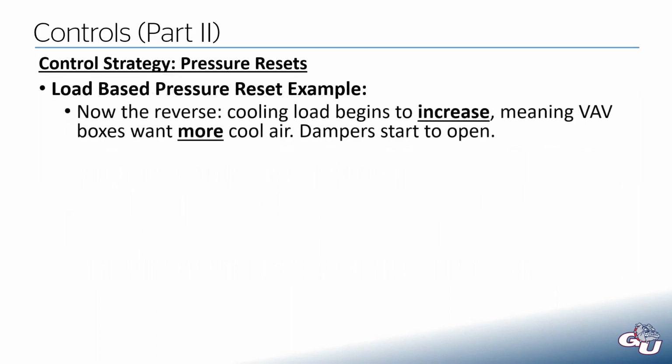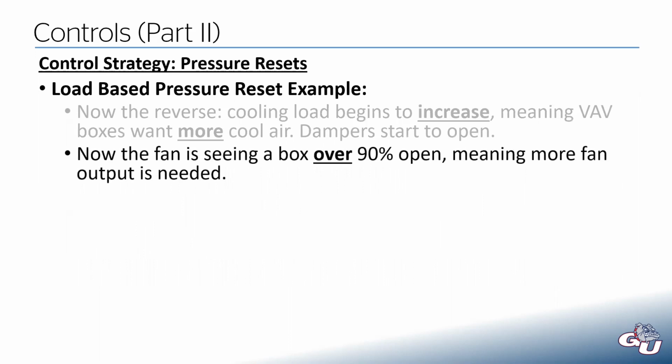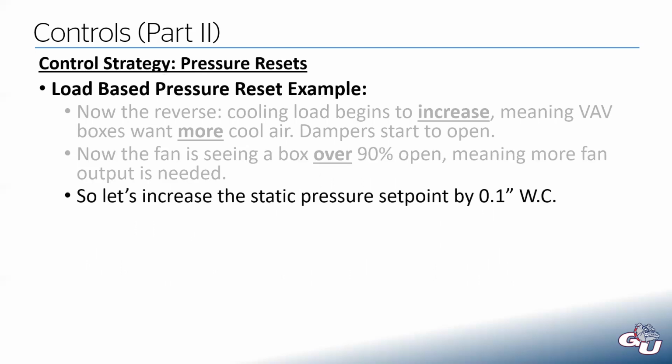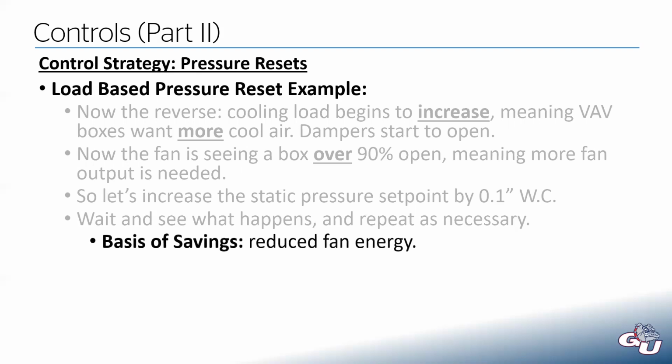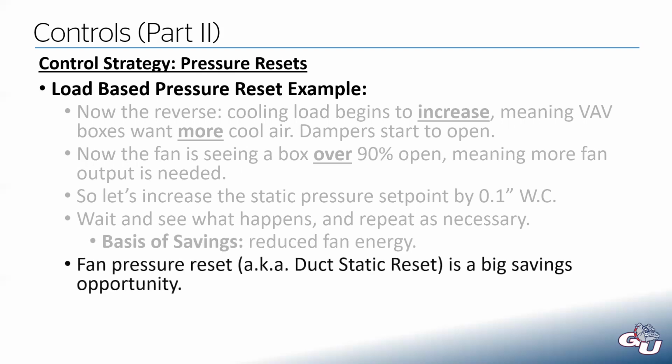So if the reverse happens, cooling load increases, VAV boxes want more air, dampers start to open. So the fan is seeing that box full open, means we need more fan output. So let's increase the static pressure set point by 0.1 inches. Wait and see what happens. Keep doing this. So this will reduce your fan energy, and quite a bit actually. So the fan pressure reset, sometimes called duct static reset, that's a big energy savings opportunity.